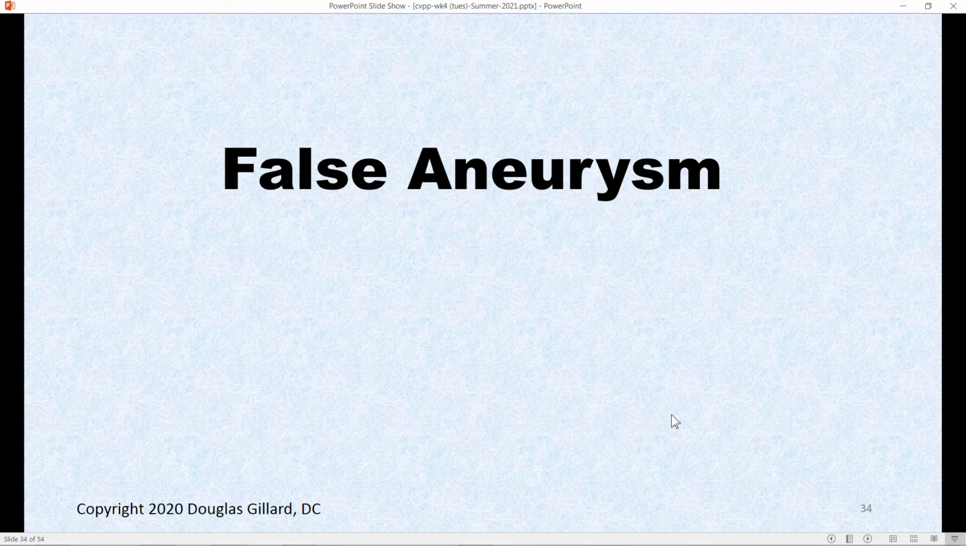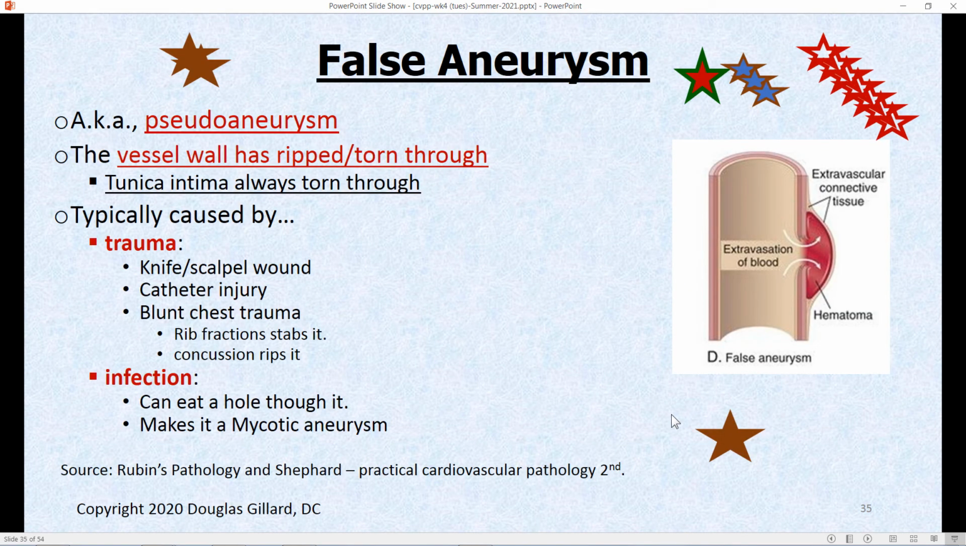Now we have the false aneurysms. These are just the opposite. These involve, almost all the time, a rip in the tunica intima. It's not a weakening of the blood vessel wall, it's a flat out rip in the tunica intima, which allows blood to leak through the tunica intima and go into the tunica media and maybe right through the tunica adventitia and right out into the body. Okay, aka pseudoaneurysm. Here's a cartoon.